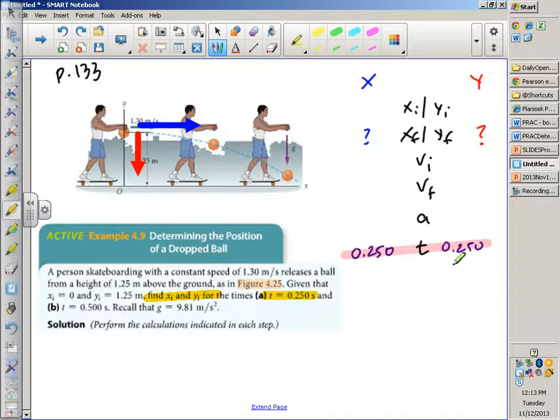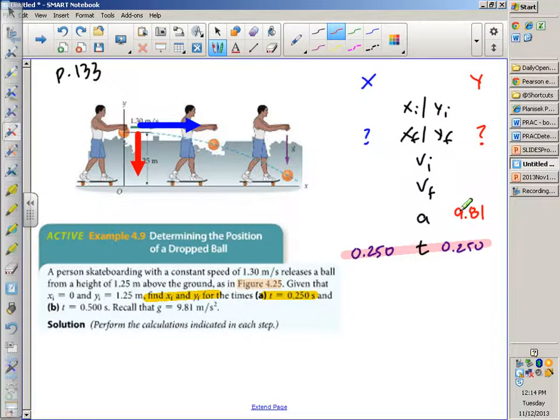We kind of talked about, at the moment that this guy lets the ball go, what's affecting the motion of the object? What's affecting the motion of the ball? Gravity. Gravity acts which way? Down. Which axis? X or Y? Y. Okay? So, and we know that gravity causes an acceleration of 9.81.